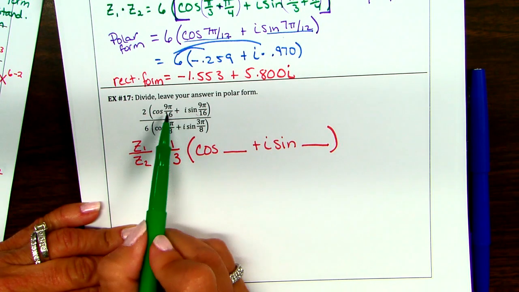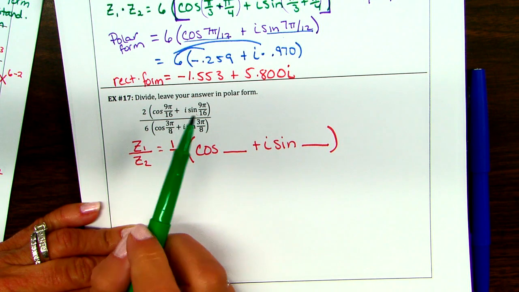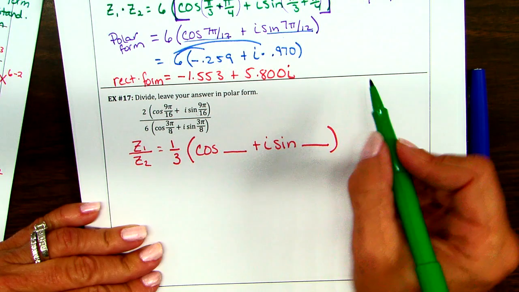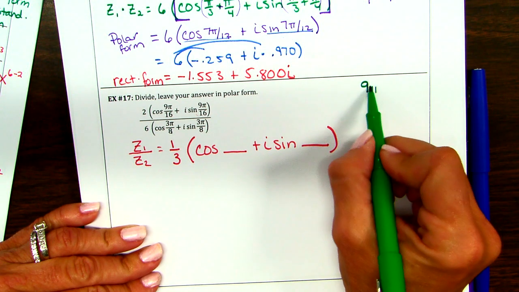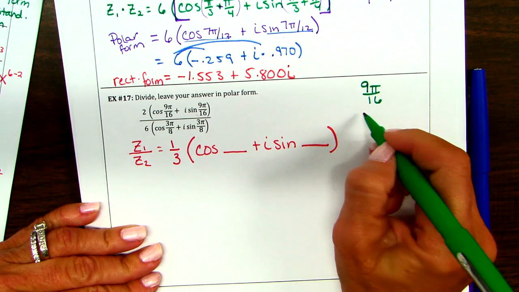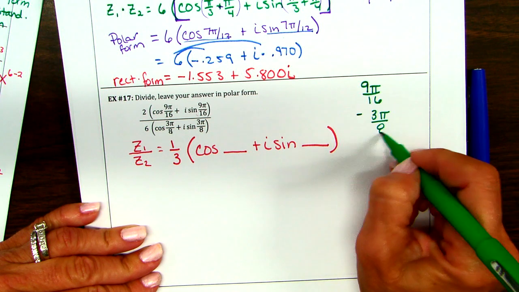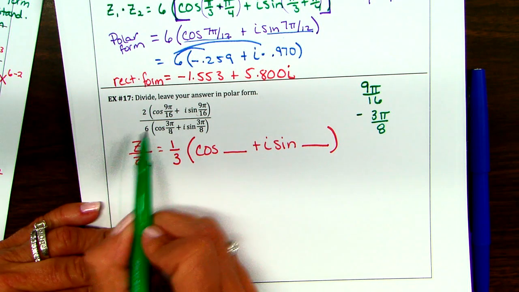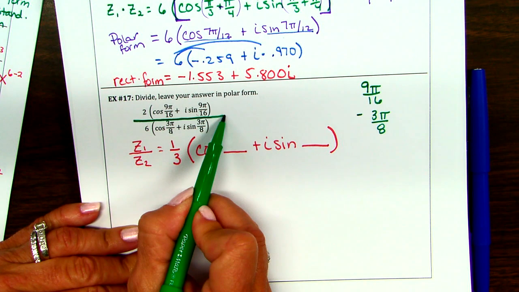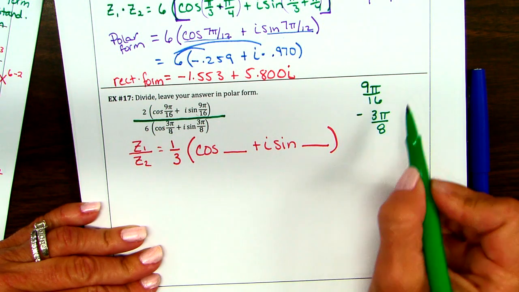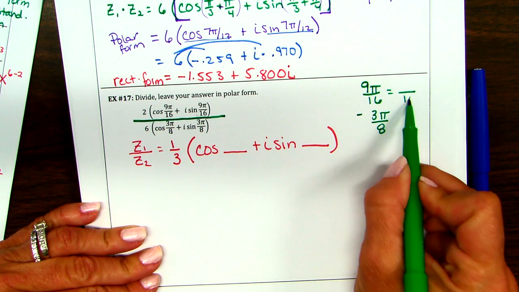We take our 2 thetas and we subtract them. 9 pi over 16 minus 3 pi over 8. Remember, with division, we subtract. Remember, this looks like a big subtraction sign here. Common denominator would be 16.